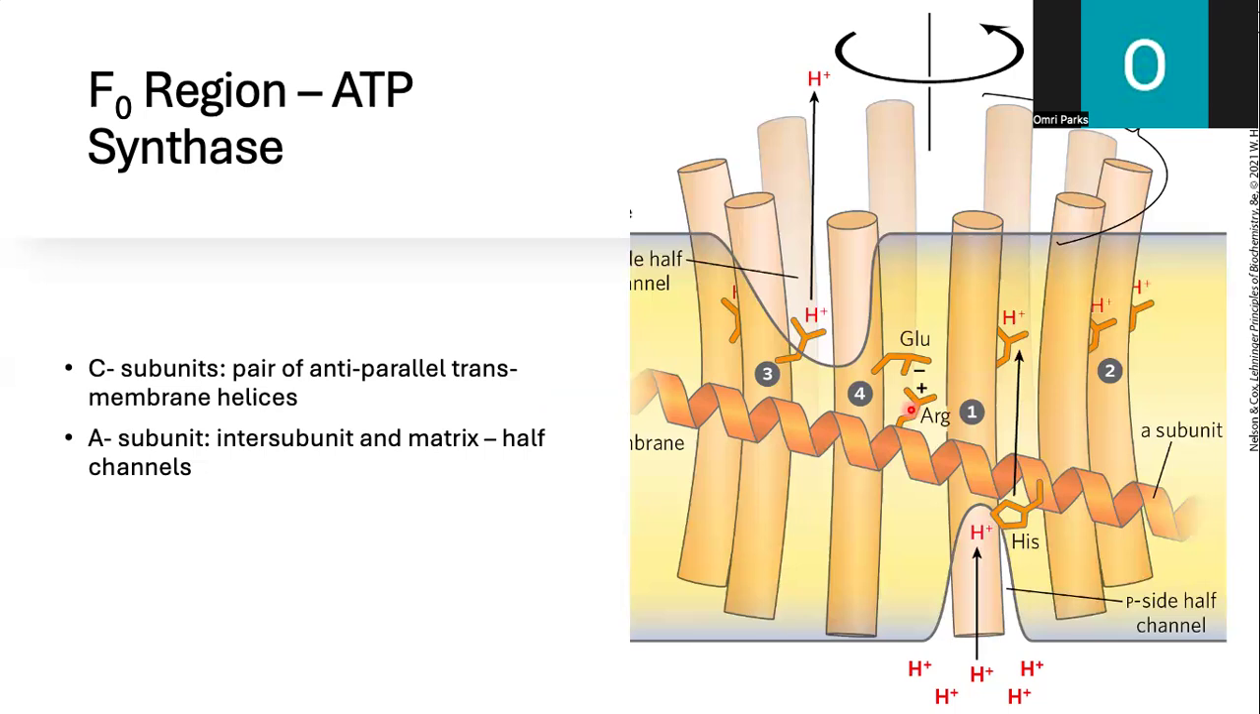As the rotation takes place, the bound proton comes into contact with the subunit, where it is then released into the matrix. This proton will protonate this histidine residue in the subunit and transfer that proton to a nearby glutamine residue here.